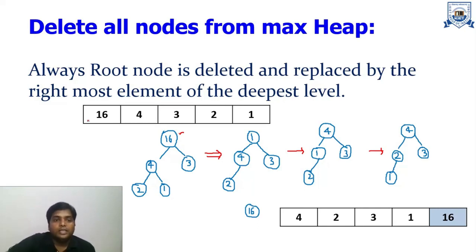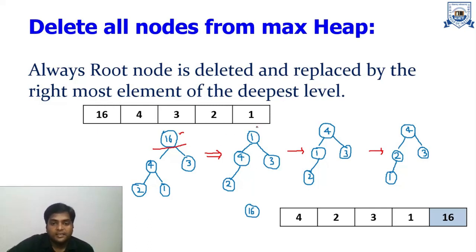When we want to delete a node from a max heap, the root node is always deleted. So when we delete this root node, how will it be replaced by another node? The other node that we choose is the rightmost element of the last level. The rightmost element of the last level is 1 over here. So now this 1 will be placed over here, and this 16 will be deleted. So now 16 will be over here and 1 will be placed over here.